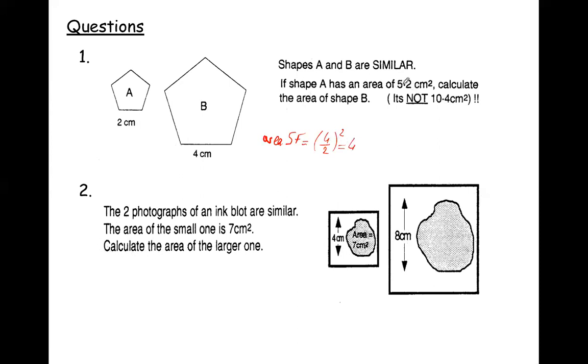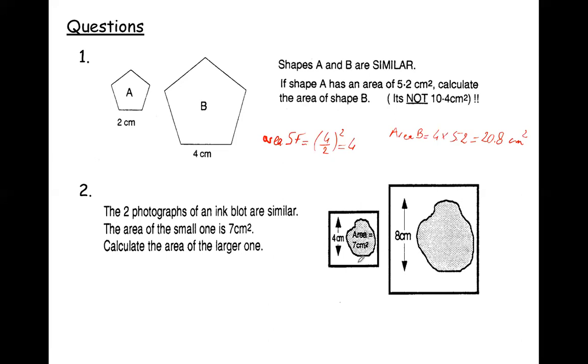So if one of them is 5.2, the other one is going to be, so area of B, 4 times 5.2, which is 20.8 centimeters squared, and not 10.4, like some people would just think, oh, it's doubled in size. So if you double the size, it's gone 4 times bigger.